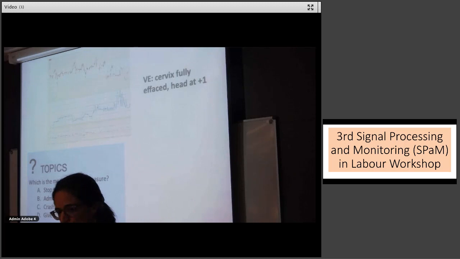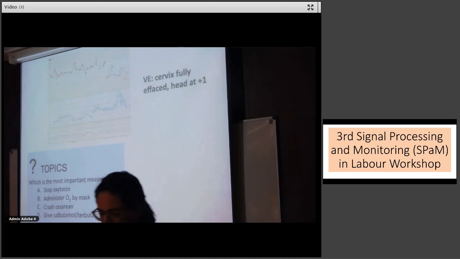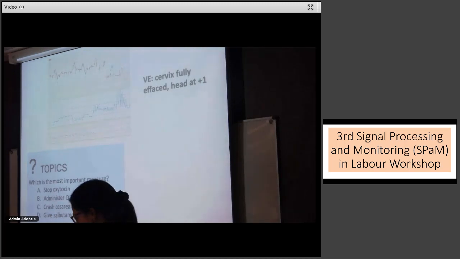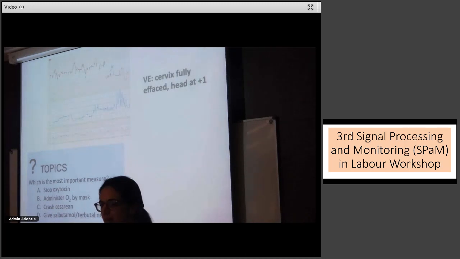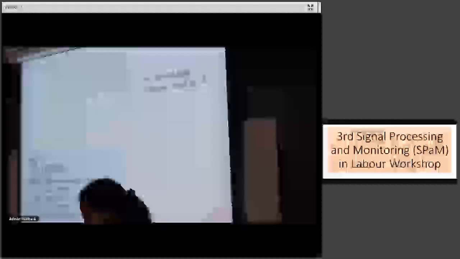Austin, do you want to add something to this? So again, one question and one comment. Is the lady pushing at this point? The lady was pushing, yeah. She was pushing at this point. Well, there was a vaginal examination, so people were trying to figure out. She wasn't actively pushing at this point. Okay.